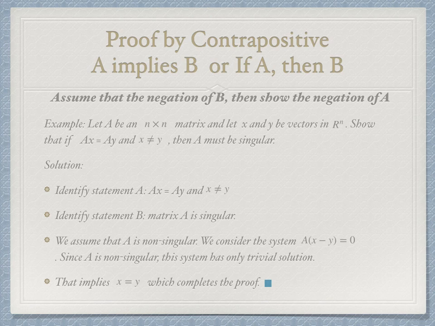Okay, so if A is non-singular, then we can consider the system A times (x minus y) equals 0. This is a homogeneous system, and since we know that A is non-singular, using the equivalent conditions for non-singularity, we know that this system has only the trivial solution, which is the solution of 0. That implies x minus y has to equal 0, which means x equals y. So once we show that if A is non-singular, x equals y, which is the negation of statement A, this is when we complete our proof by contrapositive.